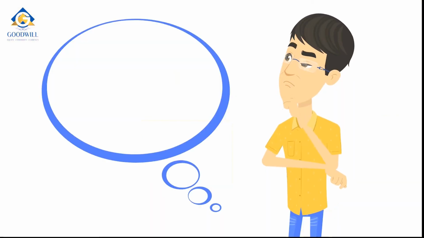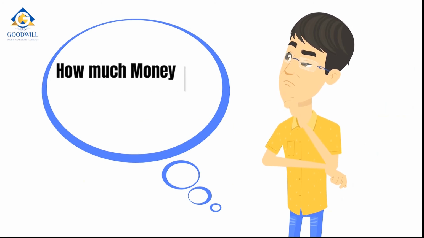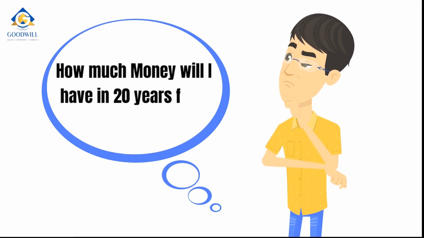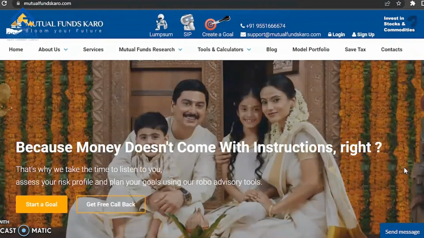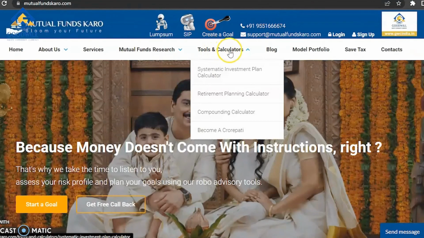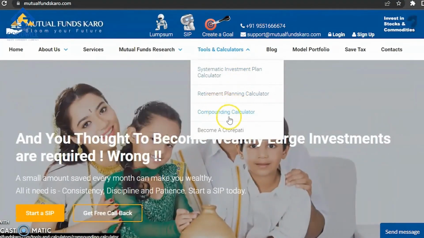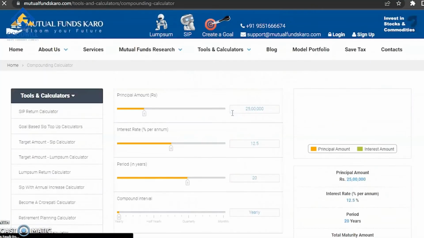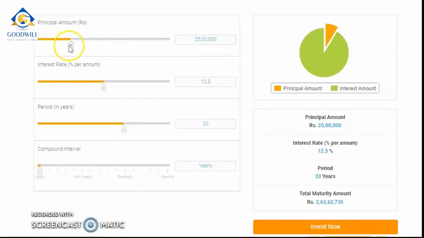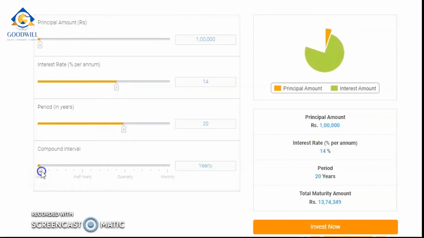Rahul wants to know how much money he will have 20 years from now. Again, Rahul only has to click a few times on the Mutual Funds Karo website to get to the compounding calculator. There, he has to fill in 1 lakh as the principal amount, interest expected to be 14% per annum for 20 years. So Rahul could get 13,74,349 at the end of 20 years.